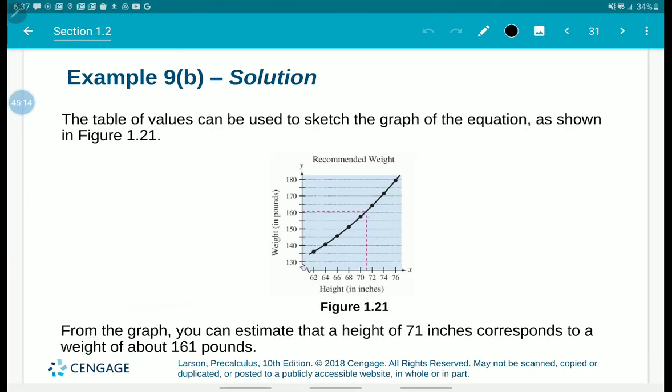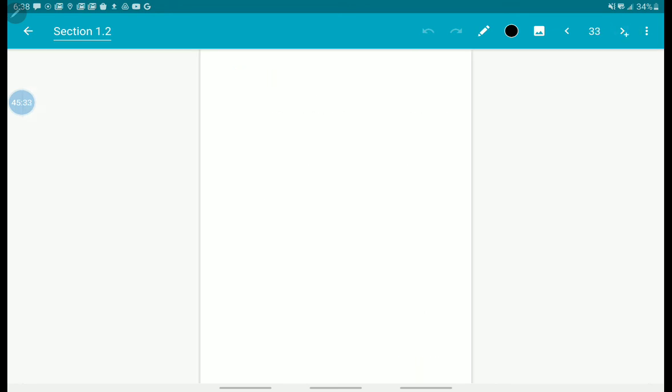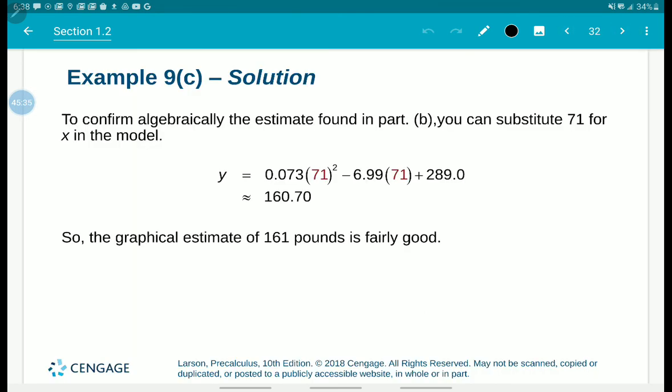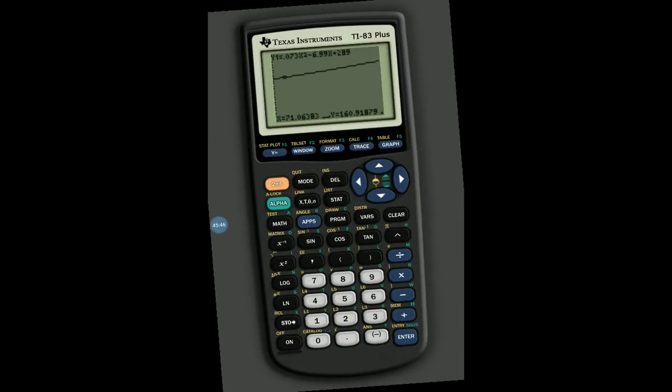So here's our picture. Like I said, we could draw it by hand. We can estimate 71 inches. And when we did this on the TI calculator, we got 160.9 just by using that trace feature. Then they asked us in the next part to confirm it just by plugging that number in. If we plug that 71 in for those X values, then we get 160.7, which is really close to what we got when we hit trace.